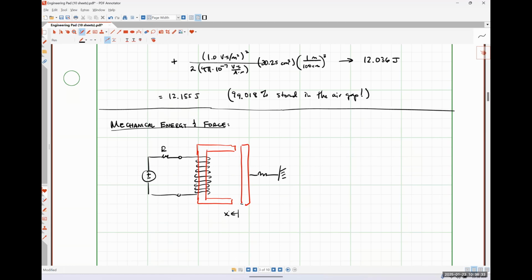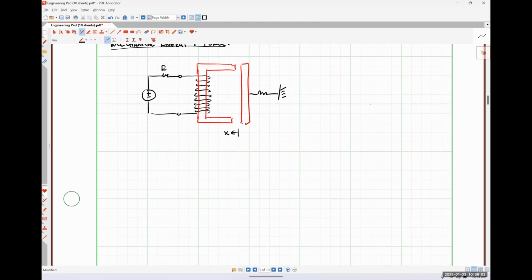So when we were looking at our stored field energy, we effectively held that movable part stationary, so that we were working at some specific air gap. Now let's talk about what happens if we let that air gap change dimension. So if we let that part move, okay?